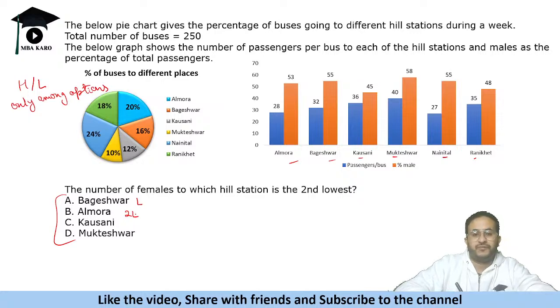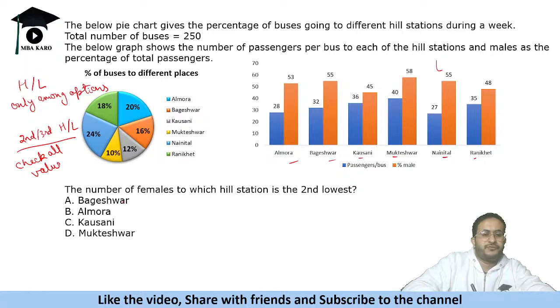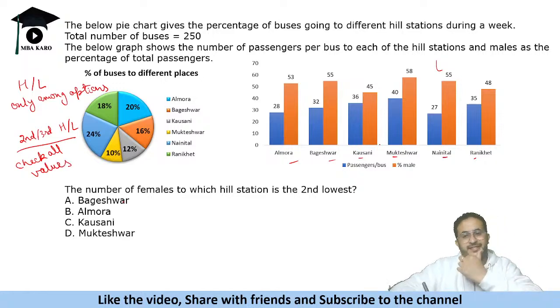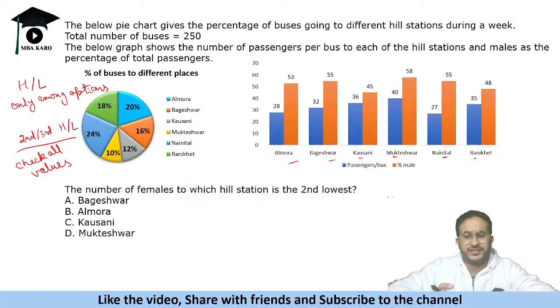Possibly that is wrong. Why? Because Almora, Bageshwar, Kausani, Mukteshwar are given. Suppose the lowest is Nainital, which is not given in the options. In that case, Bageshwar would have been the second lowest. So if you are asked a question like highest or lowest, check only among the options. If it is second or third, like second highest, third highest, second lowest, third lowest, you need to check all values. So basically, you'll have to check all of these hill stations to get the second lowest. Definitely a question worth skipping in the exam.